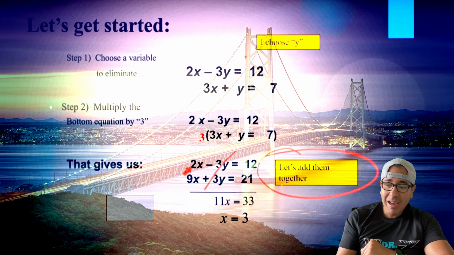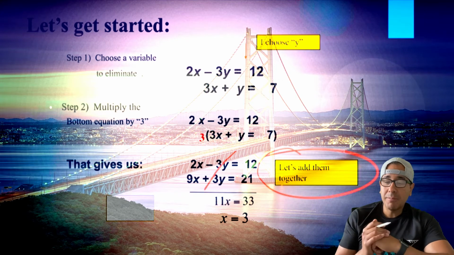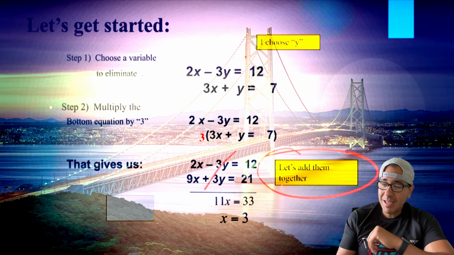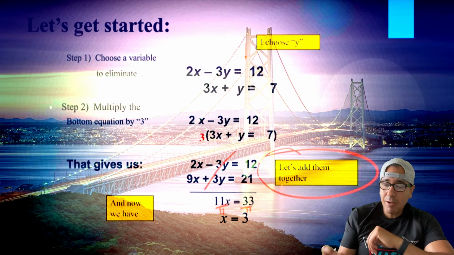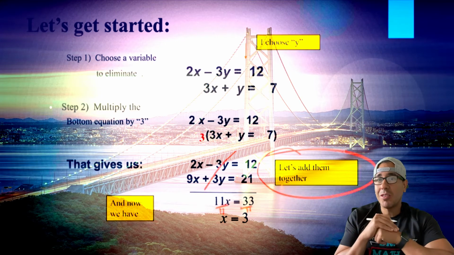So let's go ahead and add 2x and 9x, and that's how we get the 11x. And then the 12 plus the 21, that's what gives us the 33. And now the easiest step, we're gonna divide both sides by 11. And that's how we get x equals 3.